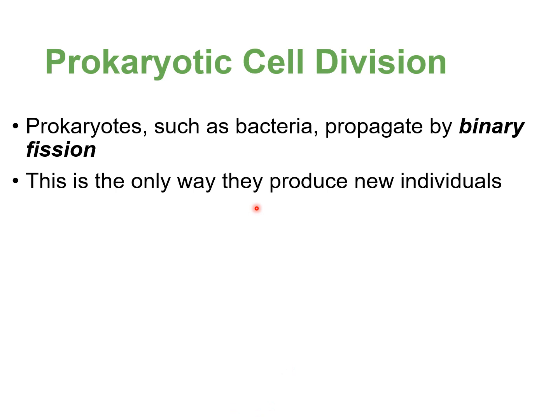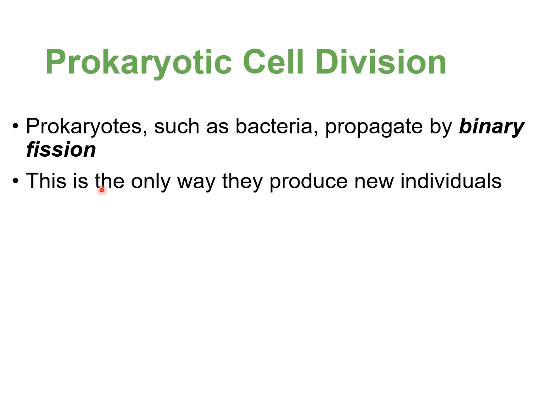Okay, I know that was kind of a really brief intro into cell division and cancer. Just to mention prokaryotic cell division, again, this is mostly bacteria. They do propagate by something called binary fission, which basically means that they're just producing new individuals asexually.